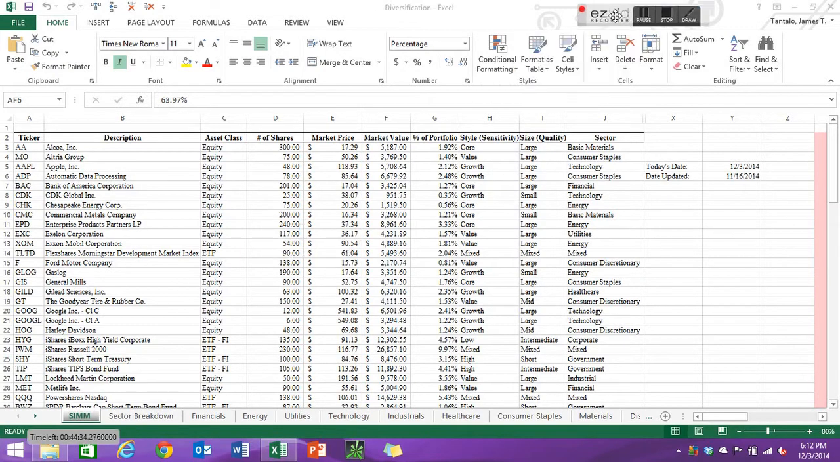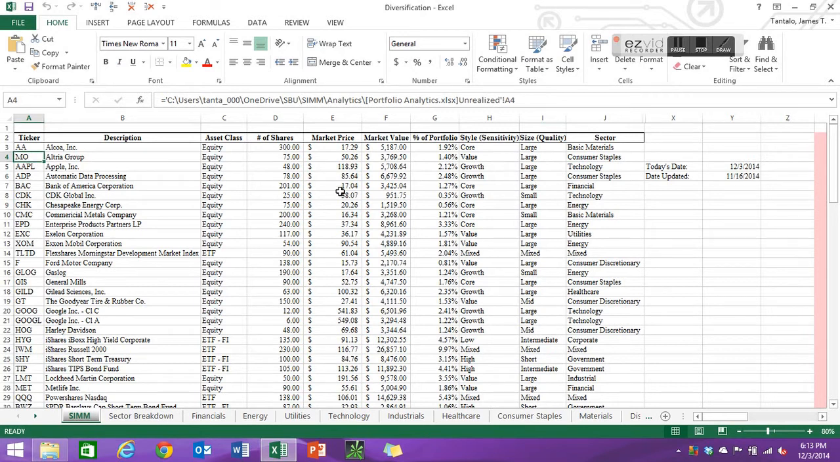The first thing that I'm going to talk about is its relation to portfolio analytics. If you go to any of these cells, you'll see that it's bringing up the portfolio analytics spreadsheet in the formulas. These formulas are taken directly from our portfolio analytics spreadsheet, so a lot of this top part here is directly from that spreadsheet.